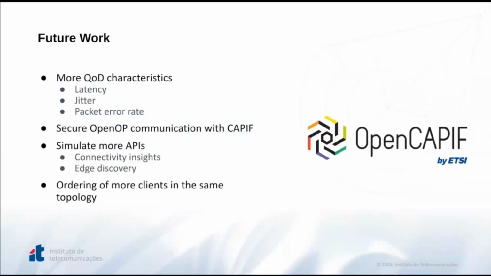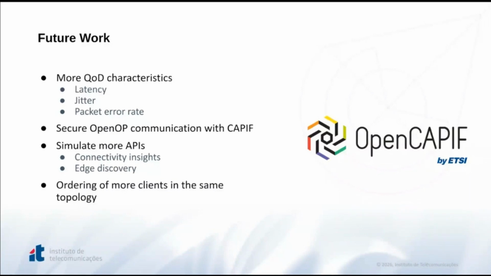So what is next for this work? First, we are currently only simulating bandwidth in the QoS profile. We would like to add latency, jitter, and packet error rates to complete the simulation. We had also originally planned to integrate CAPIF into the communication with OpenHub to provide security, but due to some time constraints, we couldn't do it. So we would like to revisit that.